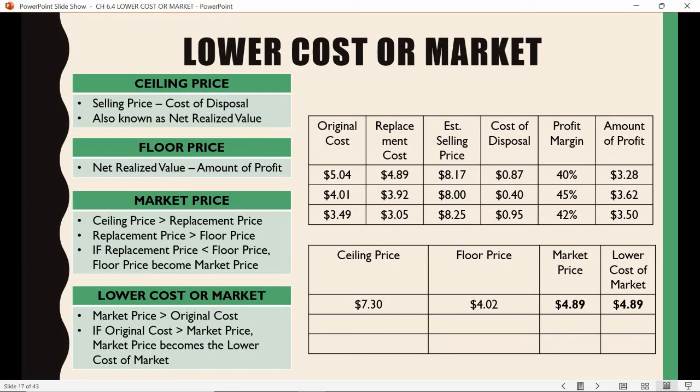So the next set of numbers I have here is, I originally purchased something at $4.01. The replacement cost is $3.92. The selling price is $8. The amount of disposal is going to cost me 40 cents, and the amount of profit is 45%, which gives me $3.62 profit. Okay? So in this case, how do I determine the ceiling price?